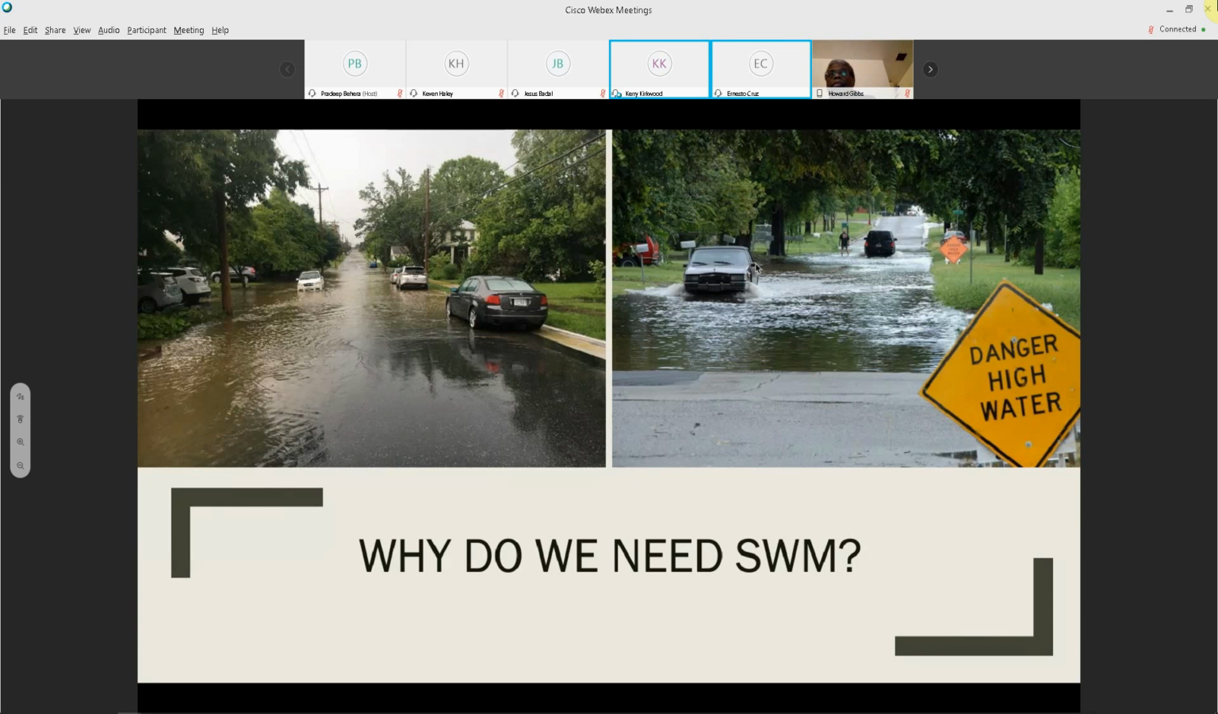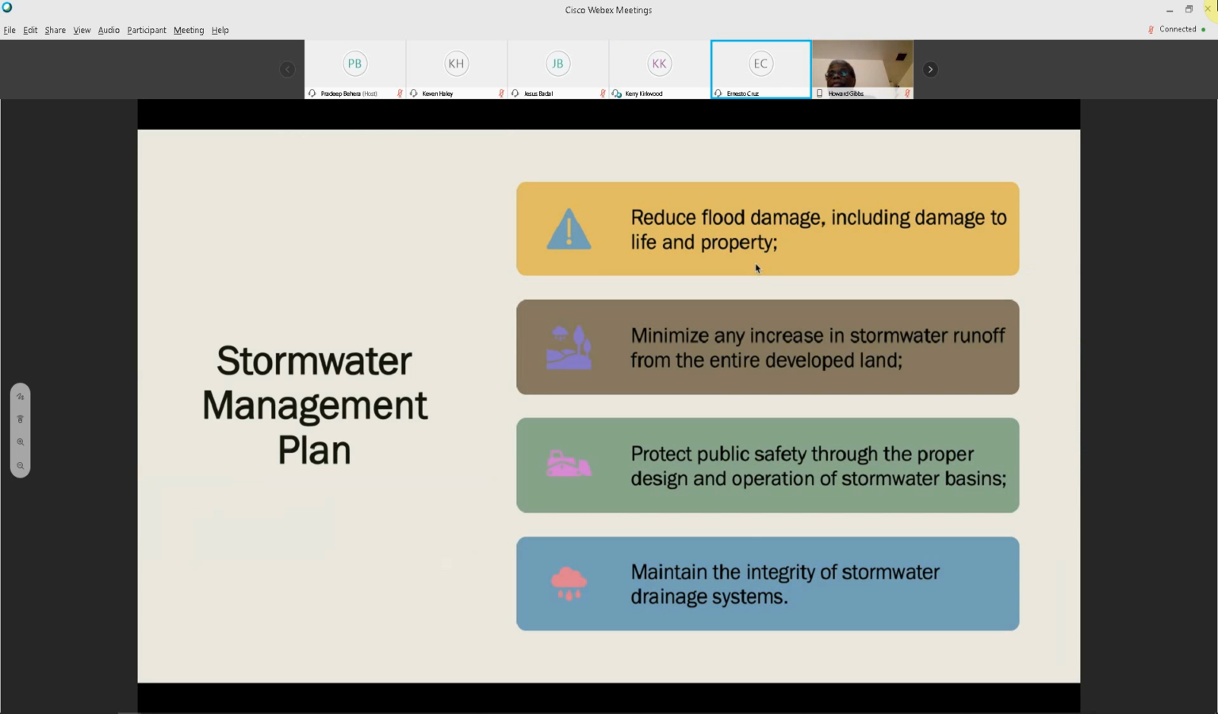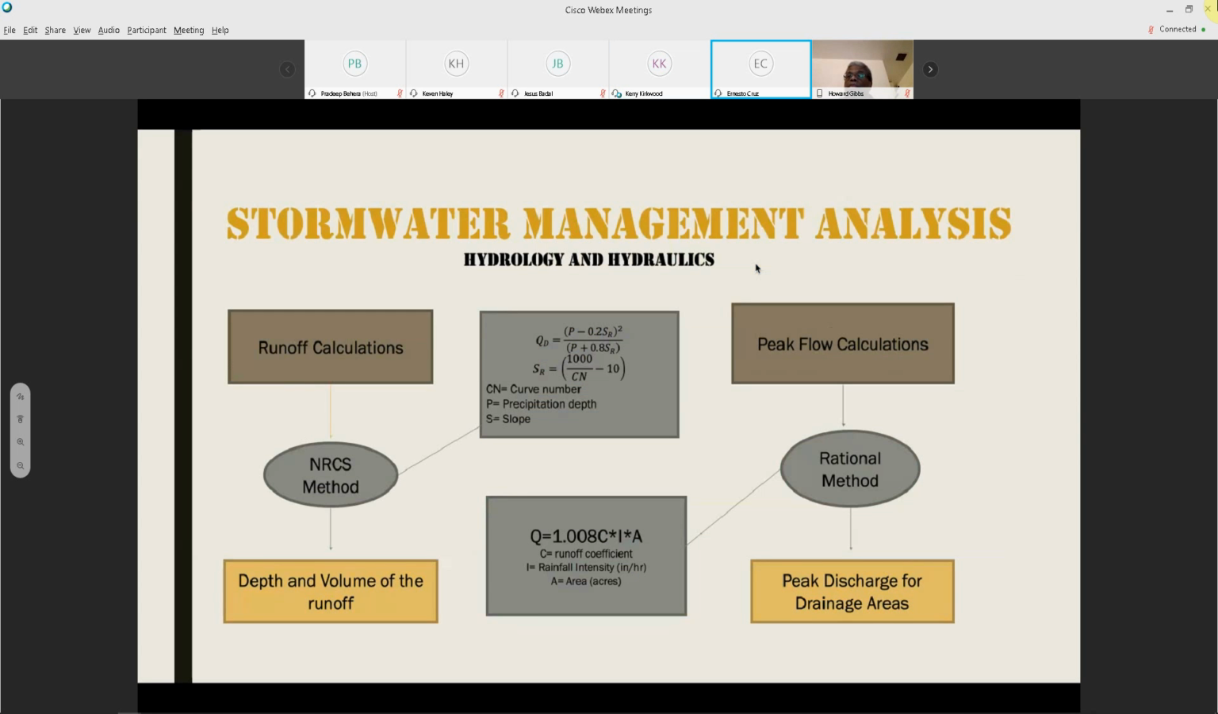On the next slide, we have the stormwater management plan. Reduce flow damage, minimize the increase in stormwater runoff, protect public safety, and maintain integrity in stormwater. Next, we have the storm management analysis. These are the methods that we use to calculate runoff volume in order for us to get our permits. We use the NRCS method and the rational method. The NRCS method we use for depth and volume, and the rational method for peak discharge.